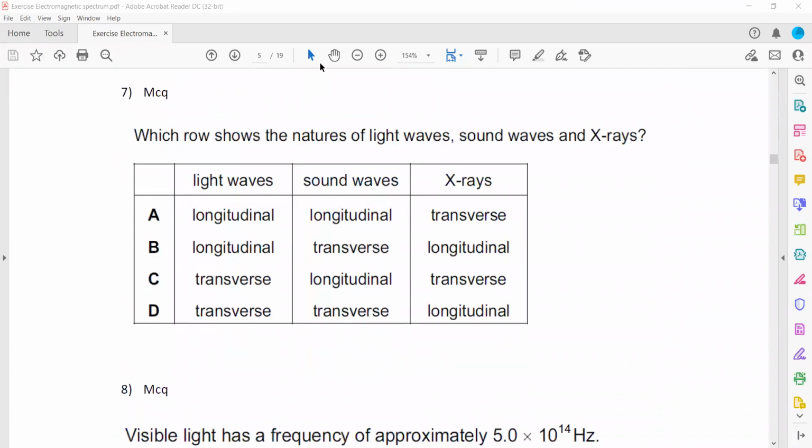Which row shows the nature of light waves? All electromagnetic waves are transverse. So light waves and X-rays are transverse, and sound waves, in which the particles vibrate parallel, are longitudinal. So light waves are transverse, sound waves are longitudinal, and X-rays, all electromagnetic waves, even microwaves, ultraviolet, gamma, all are transverse in nature.